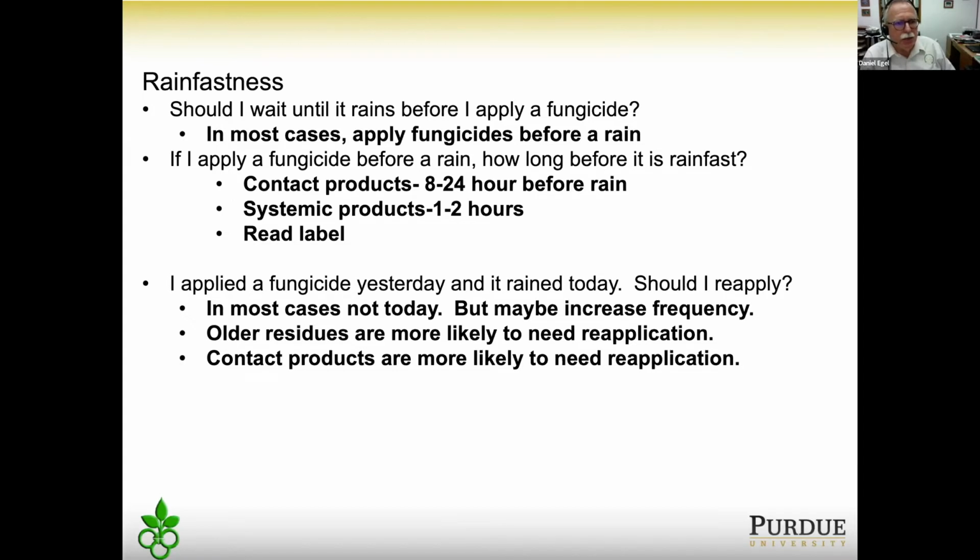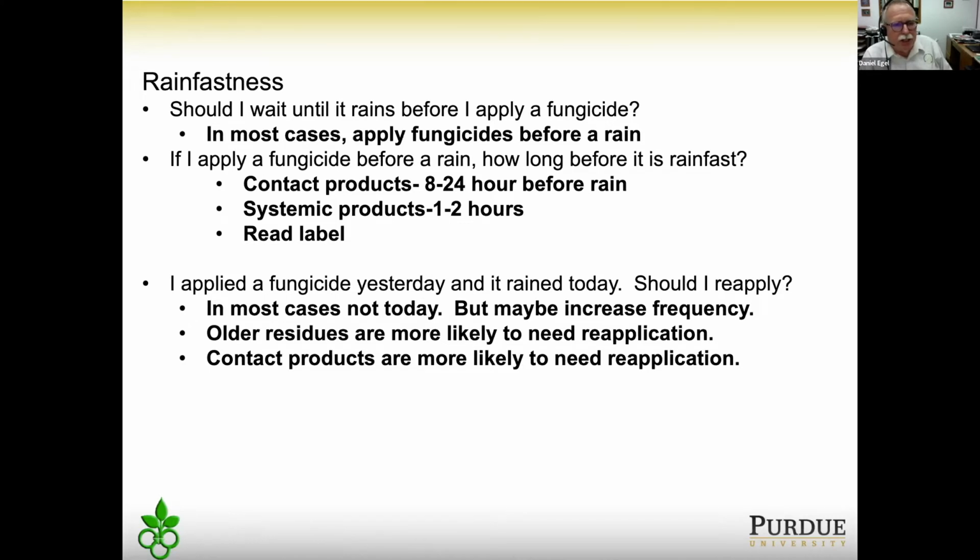So let's return to those questions then. Rain fastness. The first question, should I wait until it rains before I apply a fungicide? And I would say, in most cases, apply a fungicide before a rain. It's important to get that fungicide on before it rains, because a rain event is when that disease gets spread around. So in most cases, apply the fungicide before a rain.